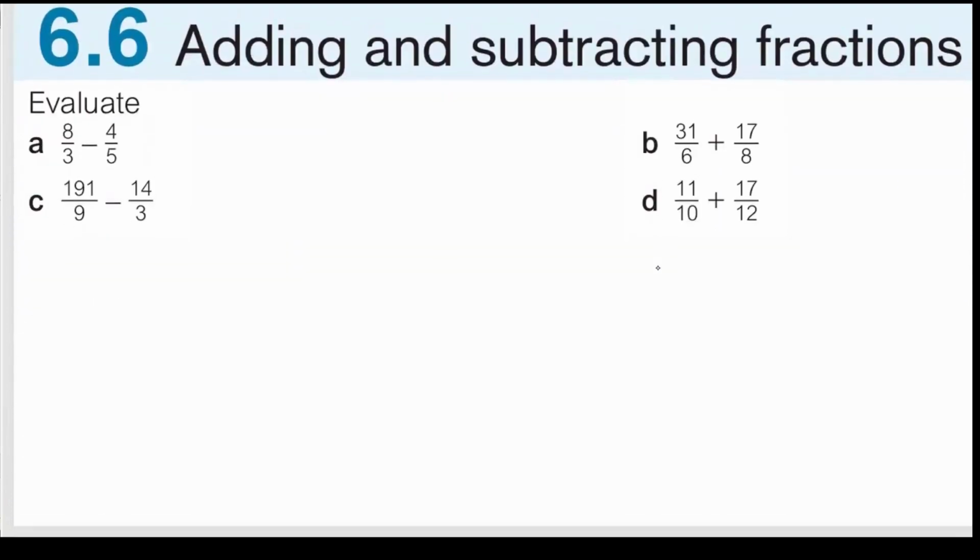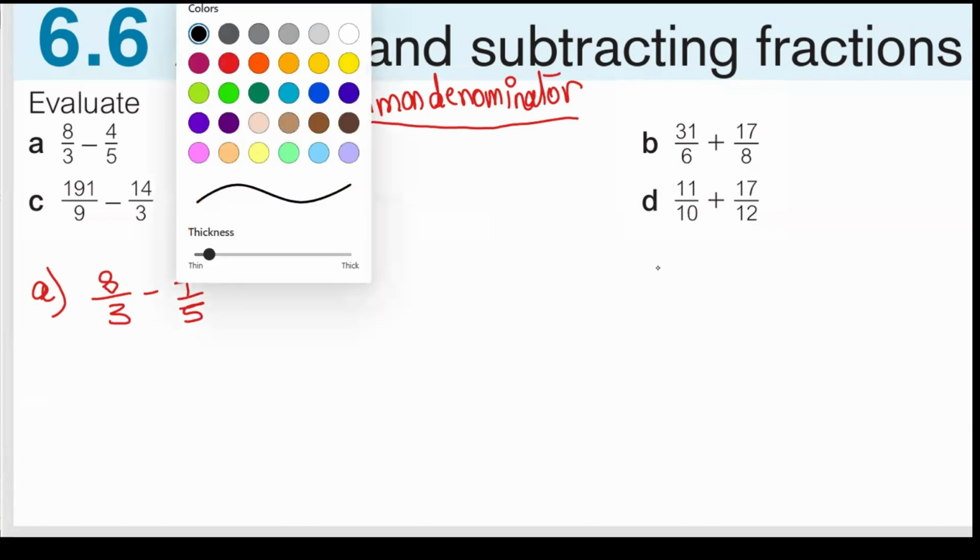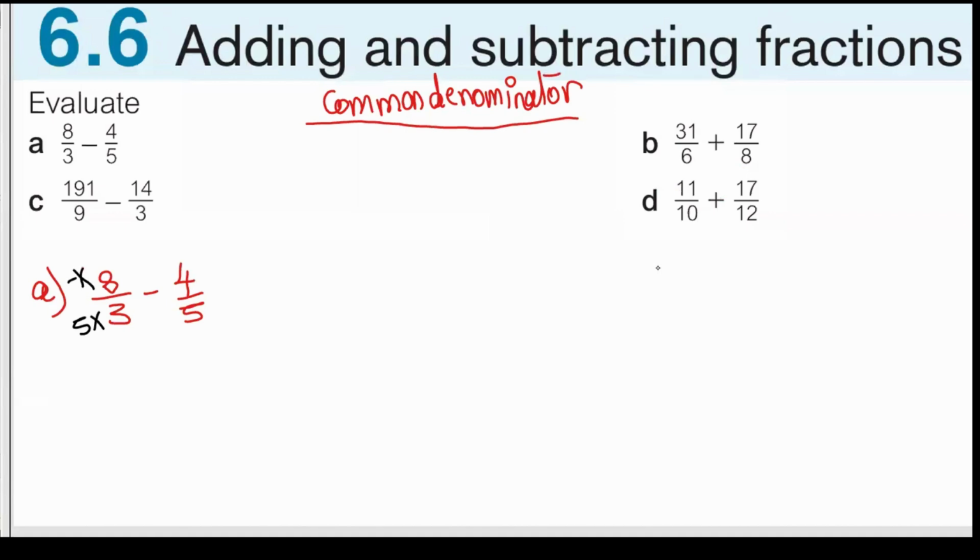Now, for adding and subtracting fractions, your keyword is common denominator. So usually look for a number that's common between both. Let's say A. So I have 8 over 3 minus 4 over 5. I cannot do anything really but multiply by both denominators. So you multiply the 5 by 3 and the 3 by 5.